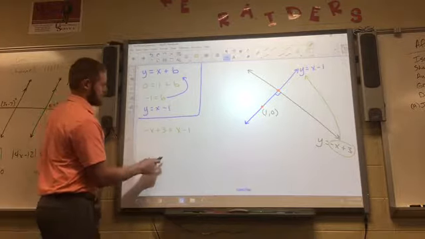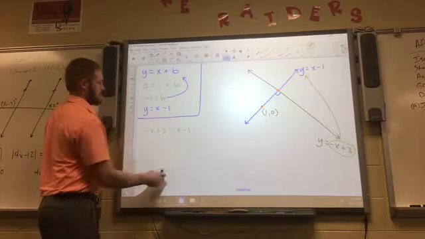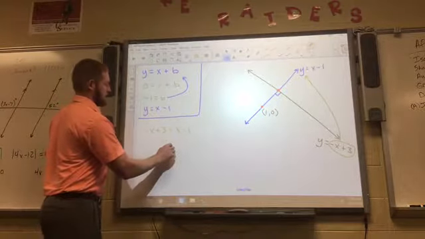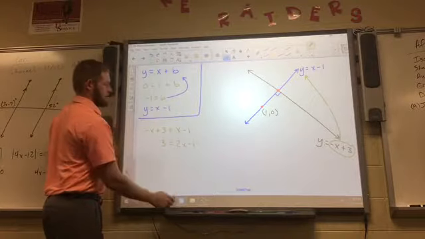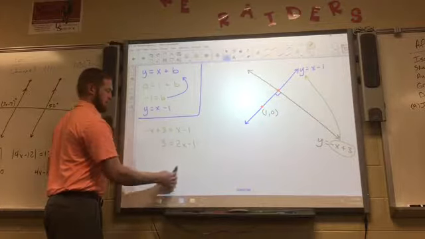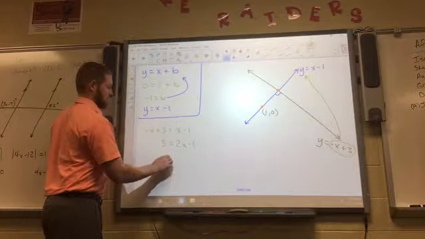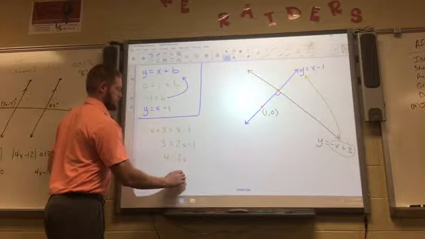Let's solve for x. To do that, I need to do what with this x? Add it to the other side. So I get 3 equals 2x minus 1. Then add the 1. So I get 4 equals 2x. So x equals 2.